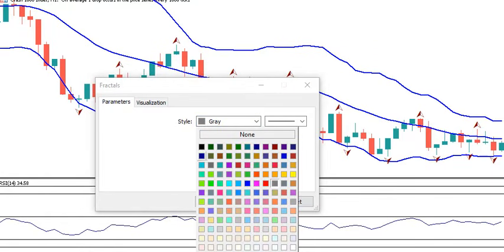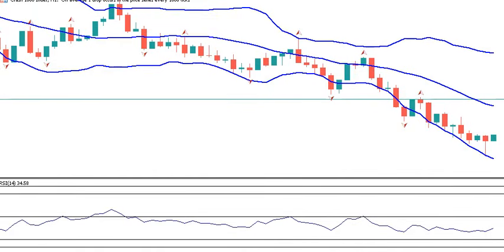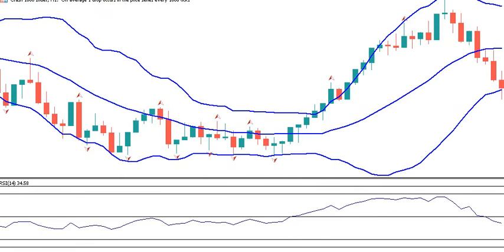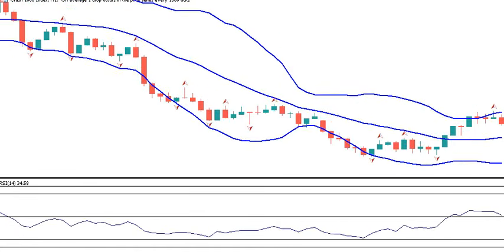Then, since I'm using a white background, I will not use the gray. Rather, I will choose a color that is suitable for me. All right, look at it. So when you have this, it helps you to see the swing highs and lows. All right, please pay attention. Something is coming. If you follow this video, you will thank me later.